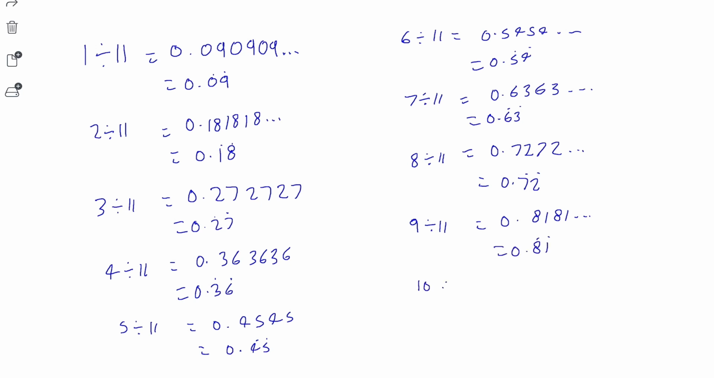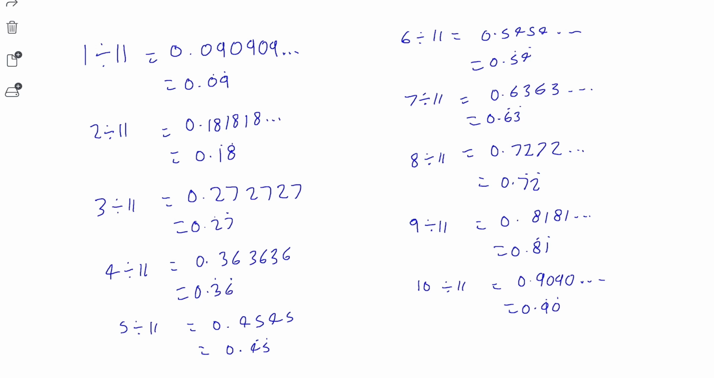And last but not least, 10 divided by 11 is 0.9090, which is 0.90 recurring. So that's the basic pattern here when dividing by 11.